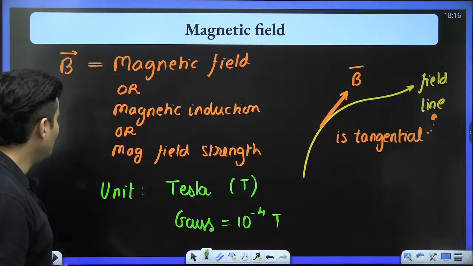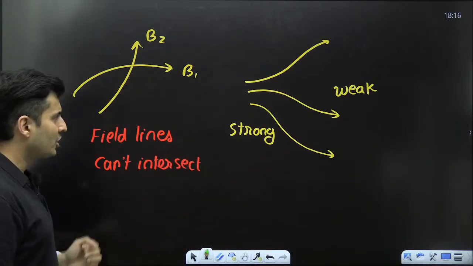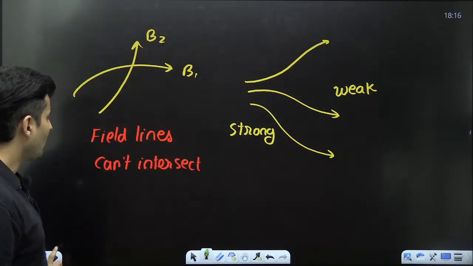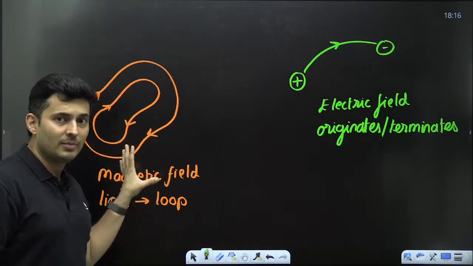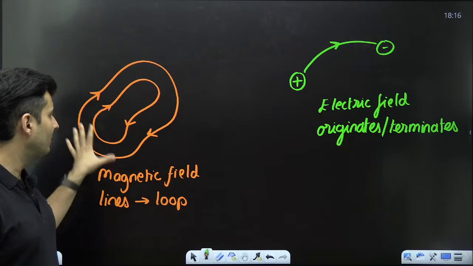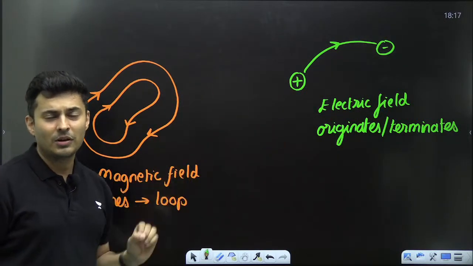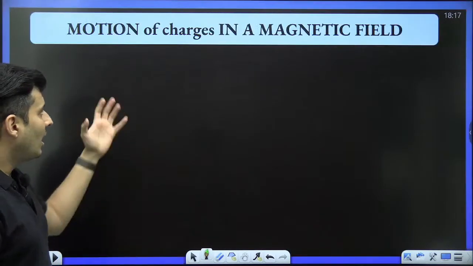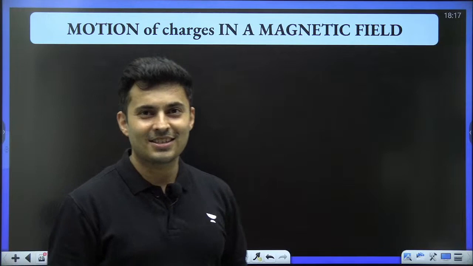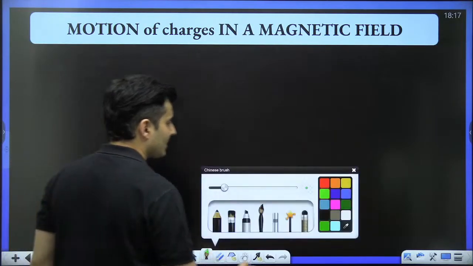So now that we know everything about how magnetic field works, what's the direction, what's the meaning of uniform and non-uniform magnetic field, and the difference between electric field and magnetic field: magnetic field is in loops, electric field is not in loops, it starts and ends somewhere. Will this magnetic field apply forces on charges? So there were experiments which were conducted, something like this.